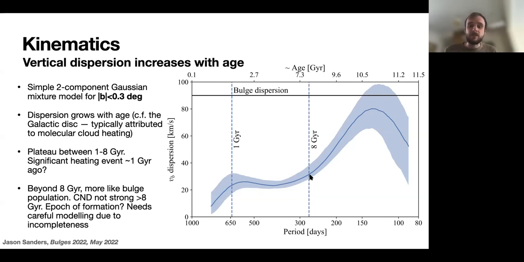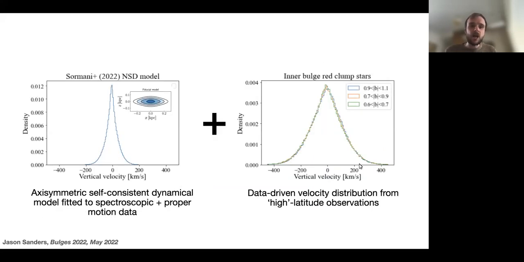But below periods of about 250 days, which correspond to about 8 billion years ago, the dispersion begins rising, and up at about 150 days, we have dispersions that are consistent with the surrounding bulge. And so this gives very clear evidence that there is some difference in the populations above and below 8 billion years.